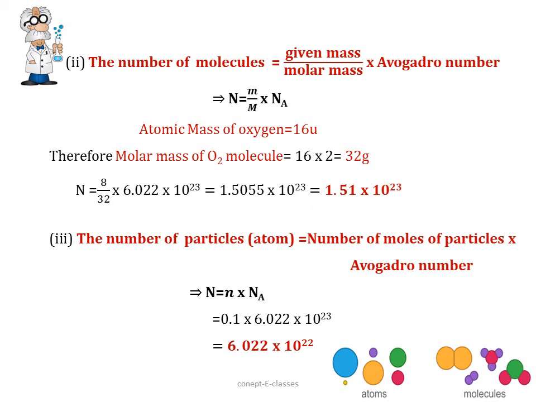Now in the third case, we have to find the number of particles from 0.1 mole of carbon atom. So the number of particles is equal to the number of moles of particles into Avogadro number, that is equal to 0.1, the number of moles, into 6.022 into 10 raised to 23, that is equal to 6.022 into 10 raised to 22.